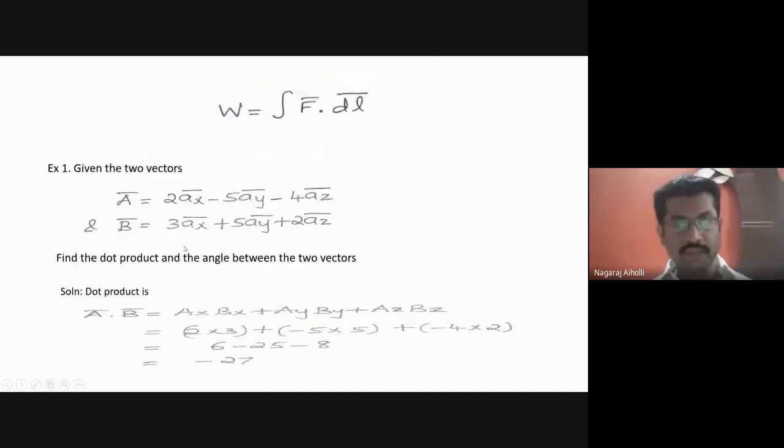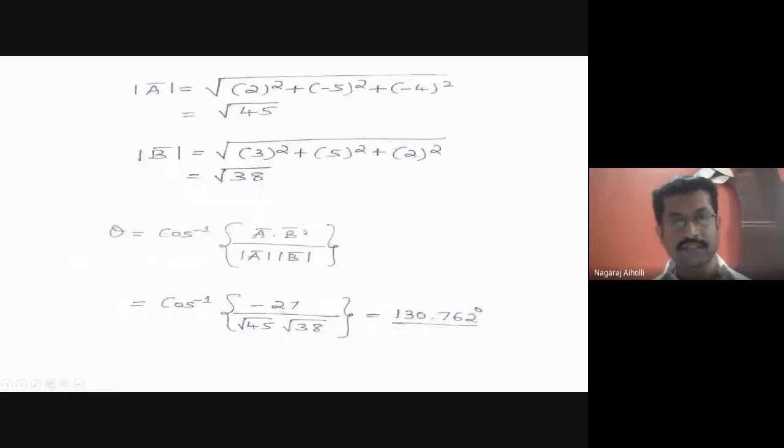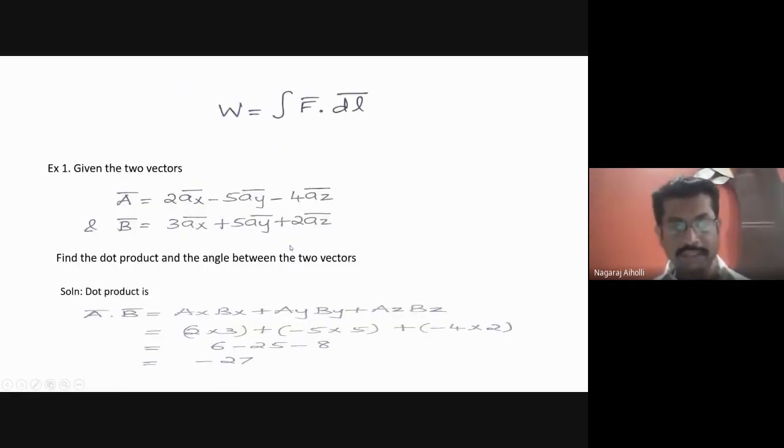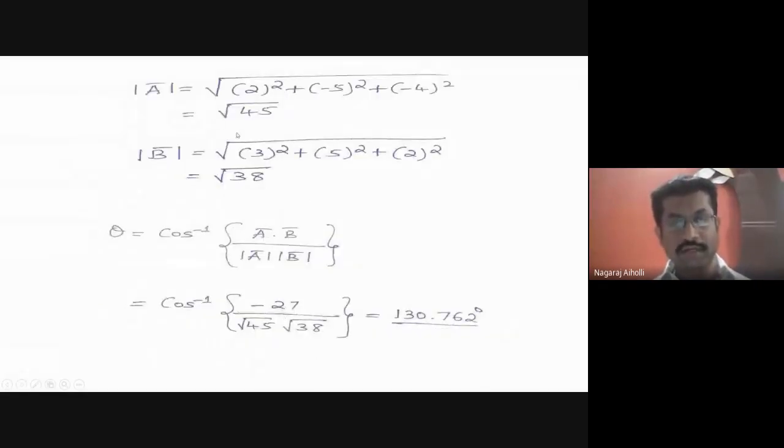Magnitude of B vector is square root of 3 square plus 5 square plus 2 square. That will give us root 38. Therefore, theta is cos inverse of A vector dot B vector divided by magnitude of A vector into magnitude of B vector. We already calculated the dot product, it is -27. Divided by magnitude of A vector, which is root 45, then magnitude of B vector, which is root 38.